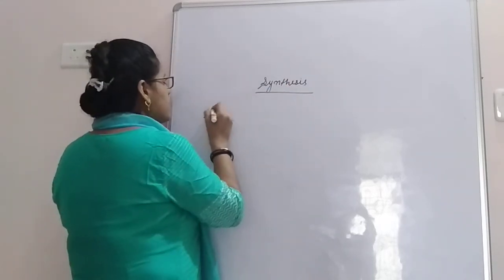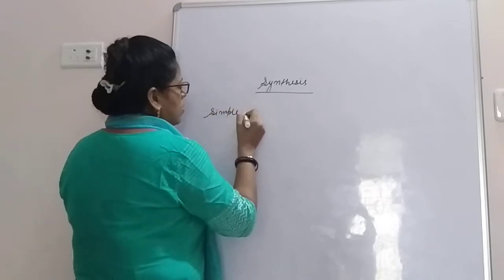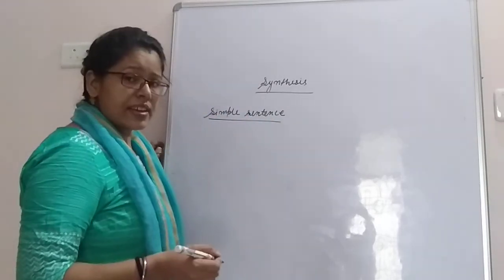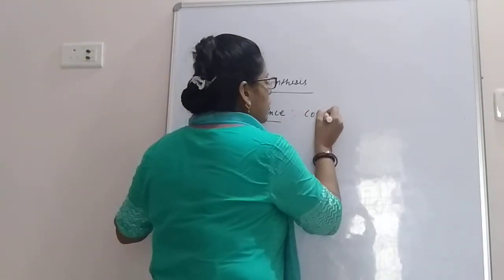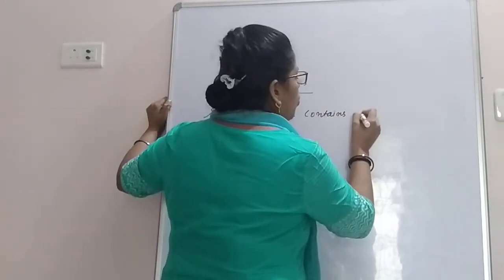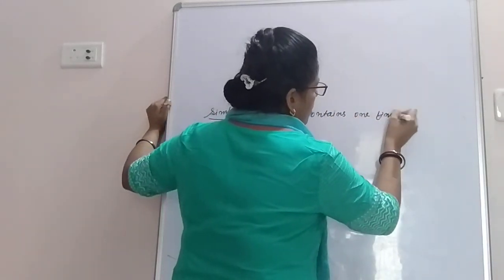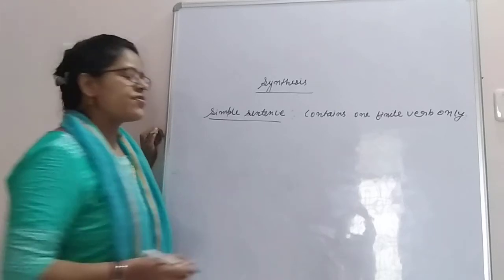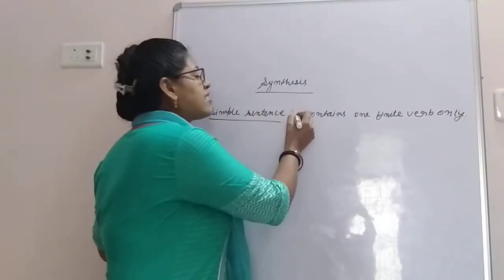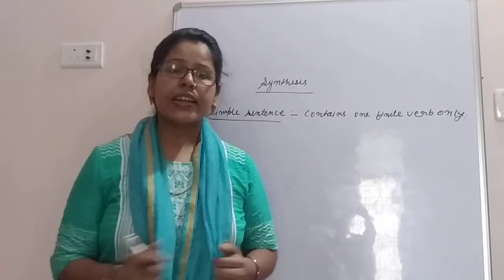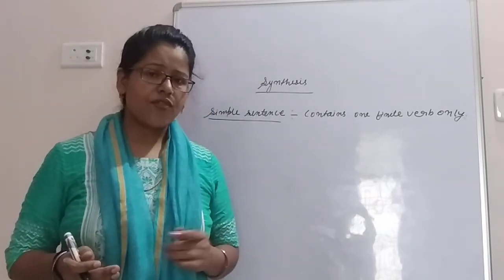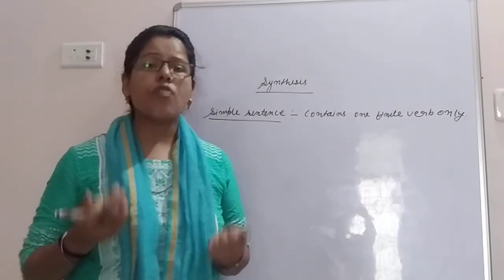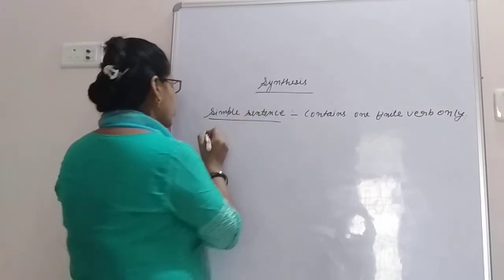So, we will write here what simple sentence. So, simple sentence contains what? Contains one finite verb only. So, we can define this simple sentence that a sentence that contains only one finite verb is known as simple sentence. Now, question is that what is the meaning of finite verb? So, we will define this finite verb also.